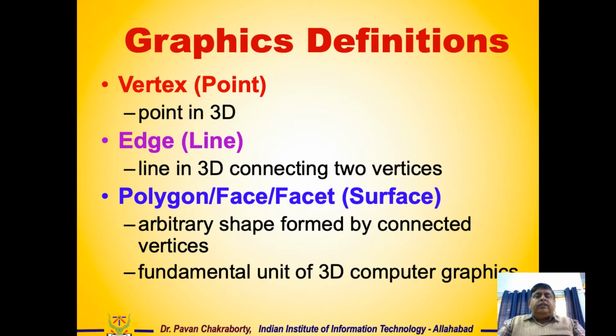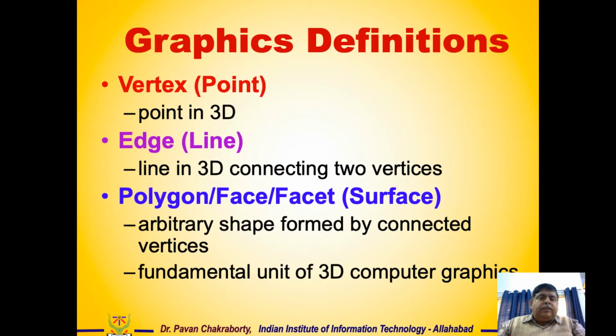Right. Now, definitions in graphics. A point is known as a vertex. It's a point in 3D. An edge is a line. It could be an edge of a polygon or a surface. So in 3D, a line connecting two vertices is called an edge. Polygon, face, facet, or surface, they are one and the same thing. Basically, I will call that surfaces.